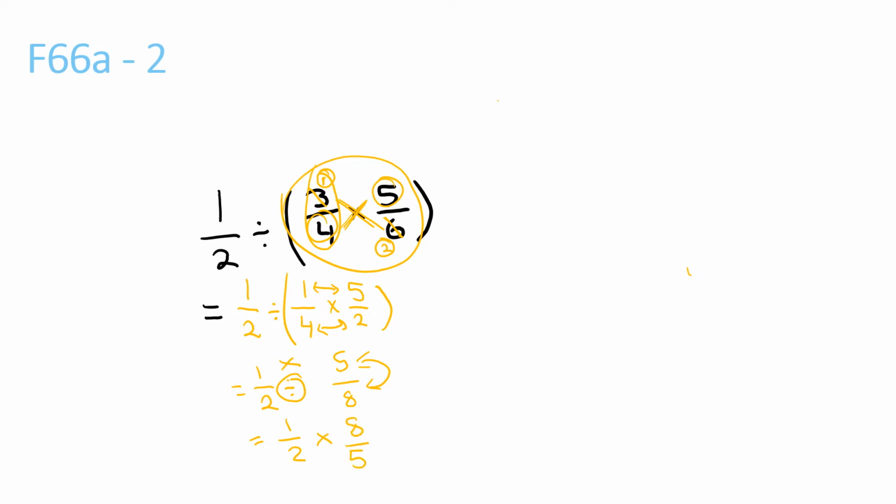Now, you can use cross multiplication with the 2 and the 8 again. So that would be 1, that would be 4. So, 1 times 4 is 4, over 1 times 5 is 5.